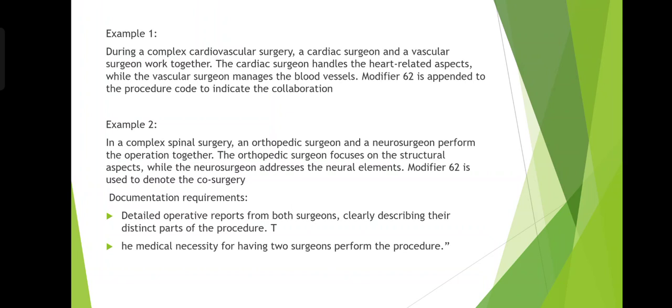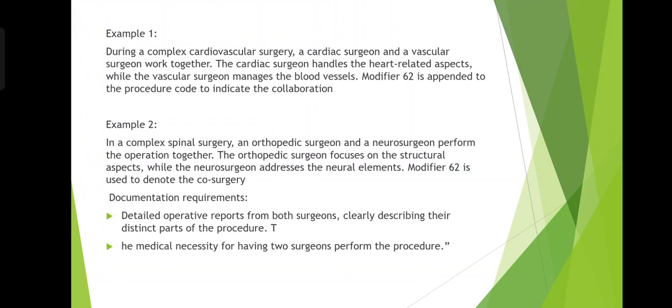Okay, so next example. In a complex spinal surgery, an orthopedic surgeon and a neurosurgeon perform the operation together. The orthopedic surgeon focuses on the structural aspects while the neurosurgeon addresses the neural elements. So modifier 62 is used to denote the co-surgery.